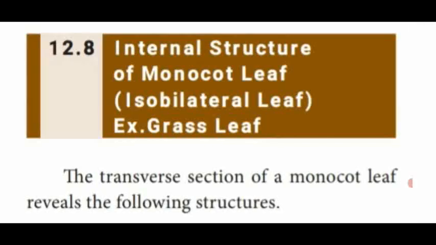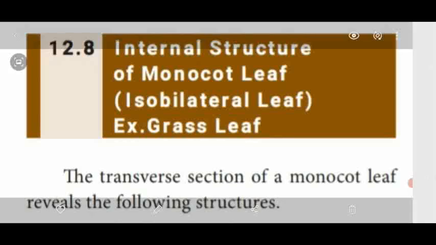The mesophyll tissue region is not differentiated into palisade parenchyma or spongy parenchyma. Normally, mesophyll tissue contains two types of parenchyma, isn't it? But in the monocot plant, it is not differentiated into either palisade parenchyma or spongy parenchyma. Only one of them will be there, not both the parenchymatous cells. It contains only palisade parenchyma or spongy parenchyma.